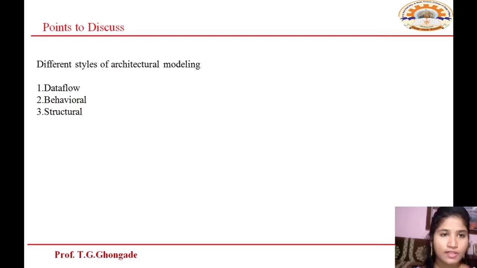So in the previous lecture, we have seen three different styles of architectural modeling, that is data flow modeling, behavioral modeling, structural modeling. We will see these three different styles of modeling one by one.